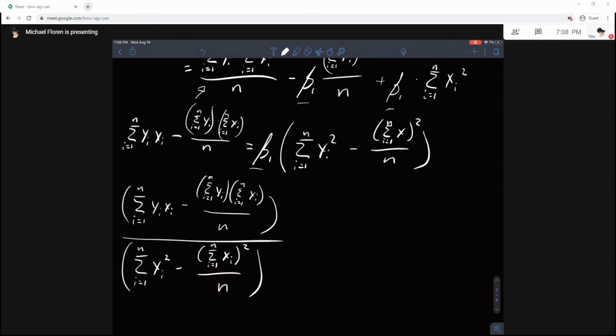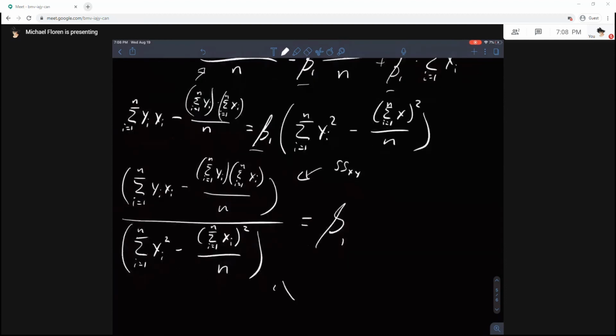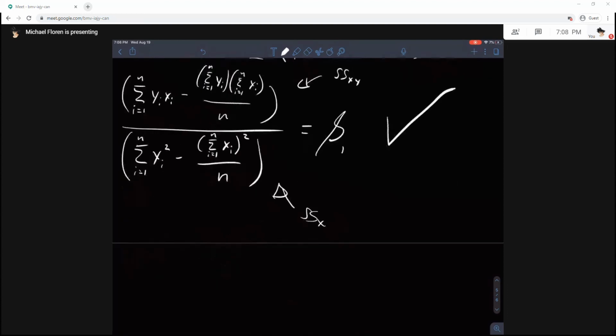And you'll notice the similarities in the top and bottom here. That's because this top is the sum of squares of x and y, and this bottom is the sum of squares of x. So this is our proof.